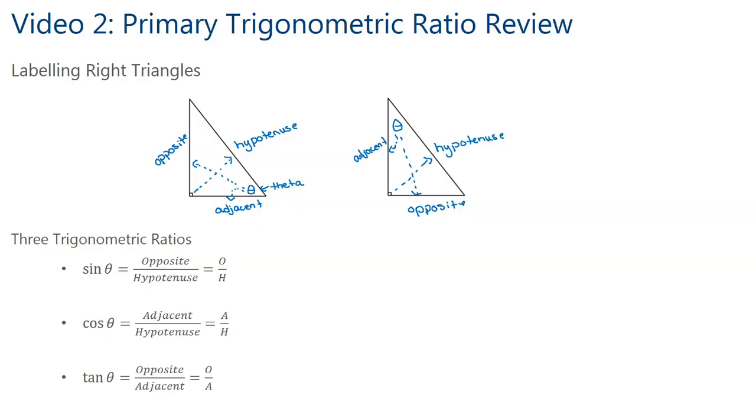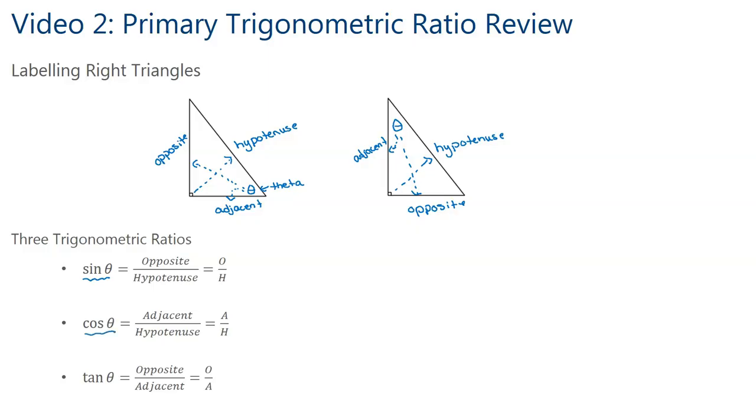And we need to label the sides so we know which trig ratio to use to help us solve our problem. So we know that sine of theta is equal to the opposite side over the hypotenuse side. So if you're given those two side lengths, you would use sine. And you can write that as O over H for short.